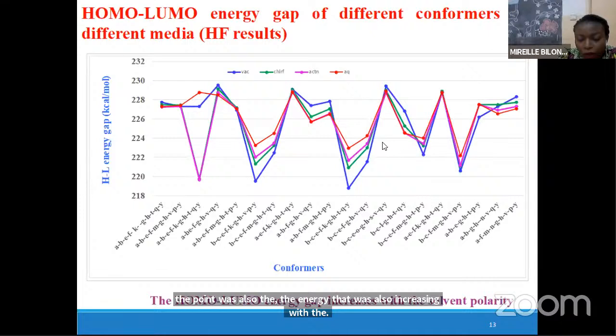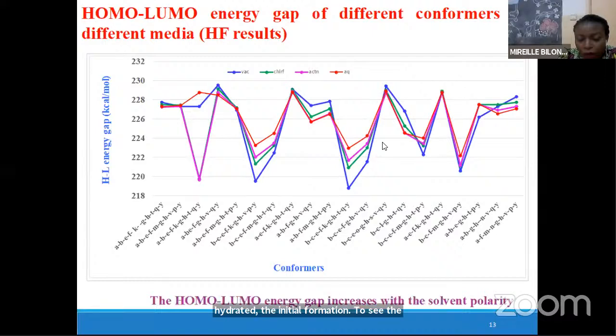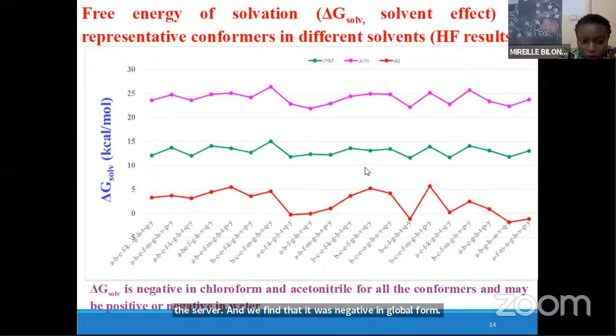So we have also evaluated the energy of solvation to see the effect of the solvent, and we find that it was negative in chloroform and acetonitrile, but it may be positive or negative in water. That's what we found for the delta G solvation.